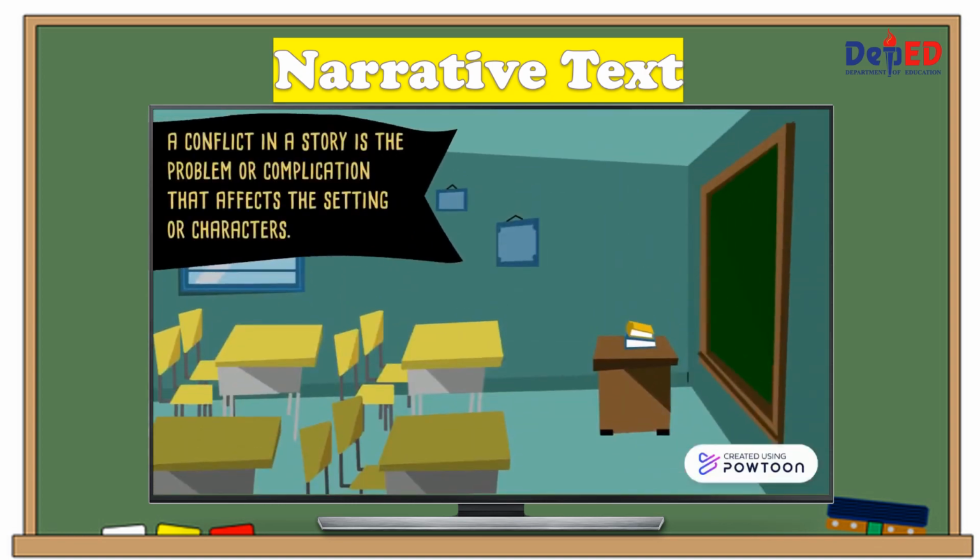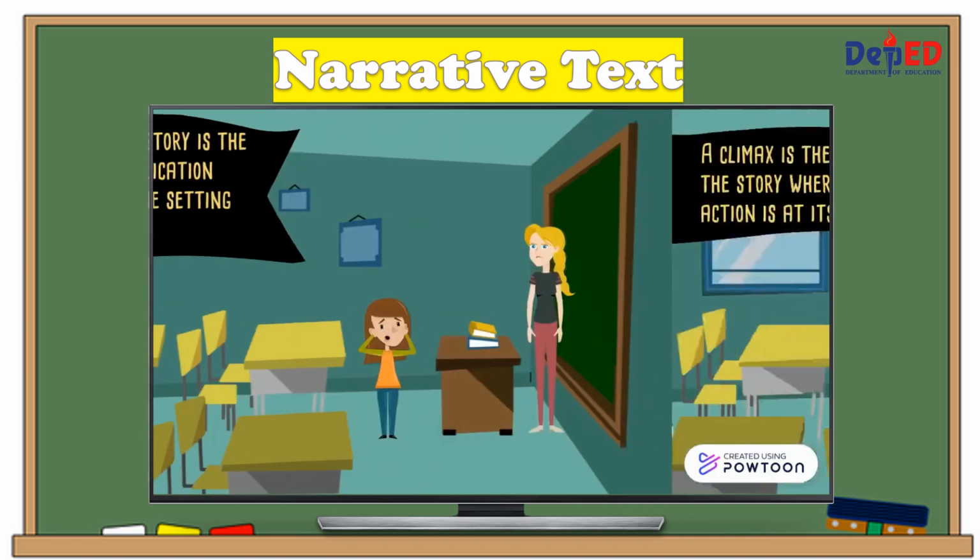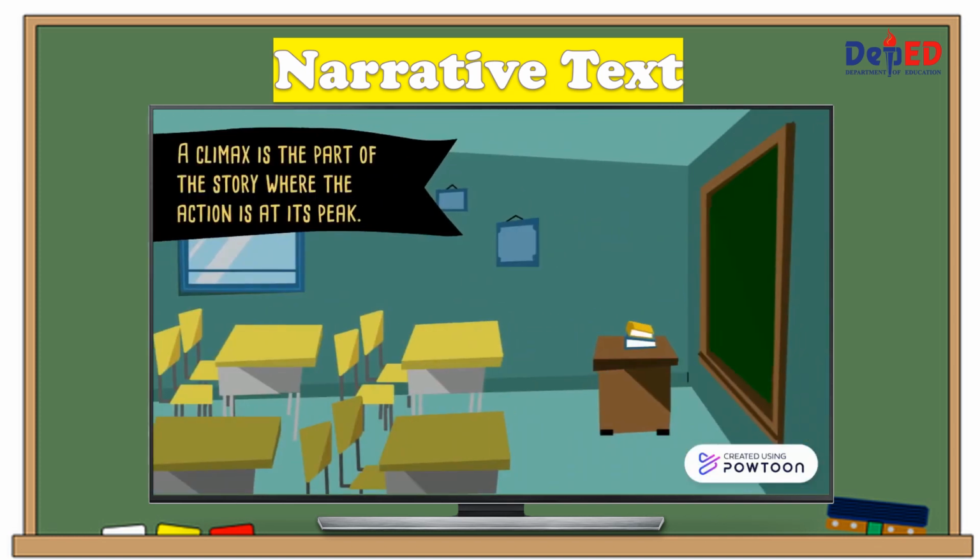What is a conflict? A conflict in a story is a problem or complication that affects the settings or characters. For example, my teacher burst into anger as I didn't do my homework. Now this is a serious problem in the story. What is a climax? A climax is the part of the story where the action is at its peak. For example, my teacher was about to contact my parents and I was standing there hopeless. This is the part of the story where the problem is at its peak.